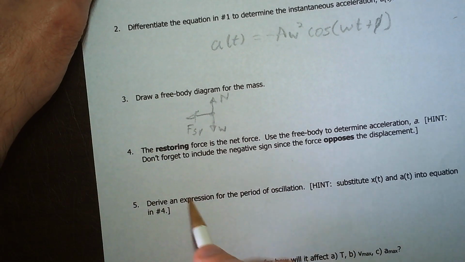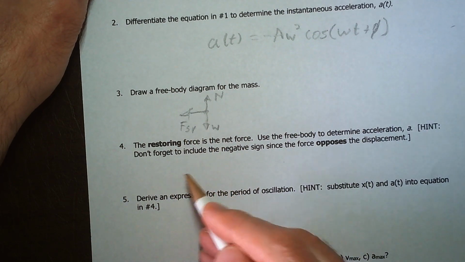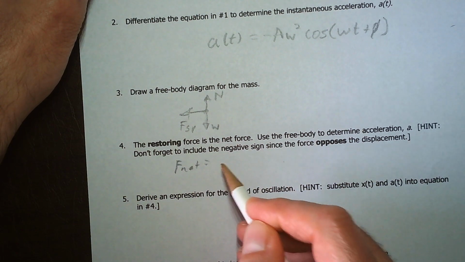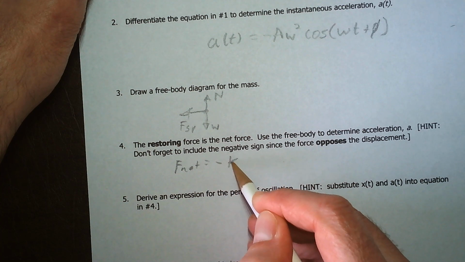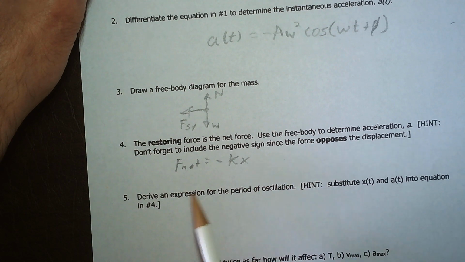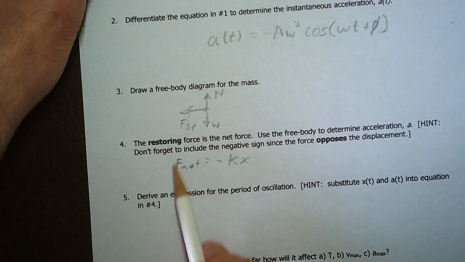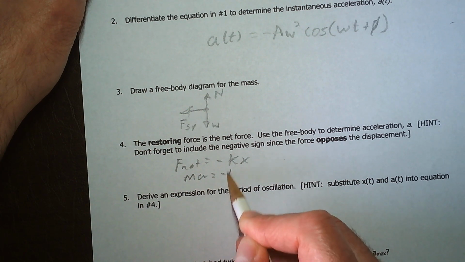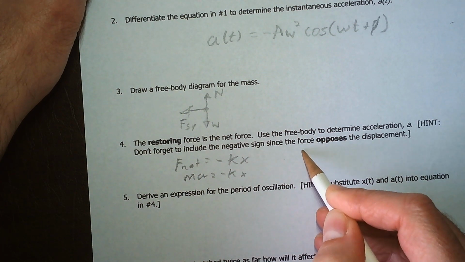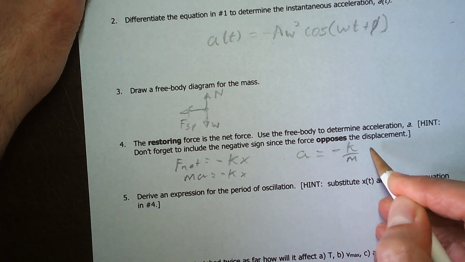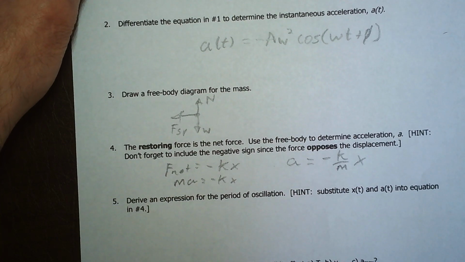All right, so now I'm going to write a net force equation for this, and the net force would be equal to negative kx. Okay, so far that looks pretty good. Now F net is equal to ma, so I'm going to plug that in as well. ma equals negative kx. And let's solve that for acceleration. a equals negative k over m times x. And so there's our answer.